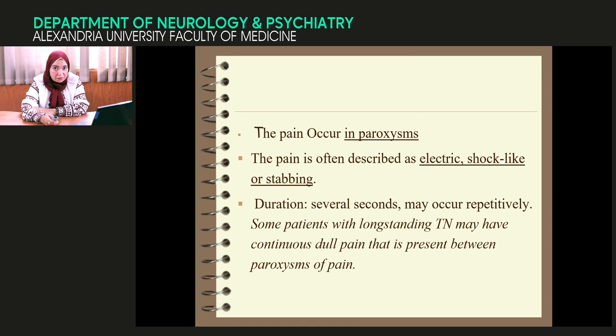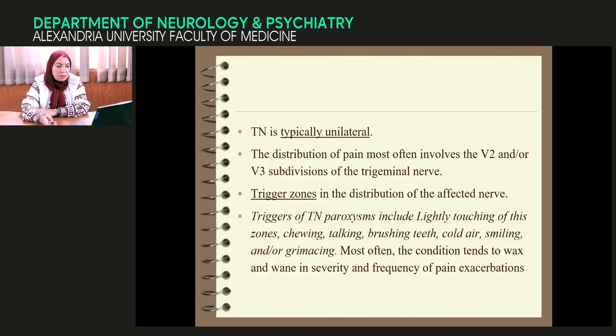Some patients with long-standing trigeminal neuralgia have chronic pain in between the paroxysmal pain, but it will be dull aching in nature. In chronic long-standing cases, they have the paroxysms of this sharp lancinating electric-like pain, but also in between the attacks they have a dull pain because of the chronicity. It is typically unilateral, and very rarely bilateral.